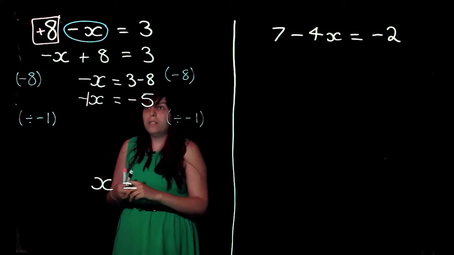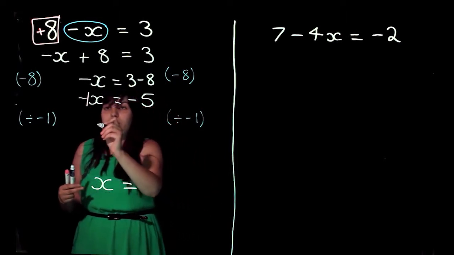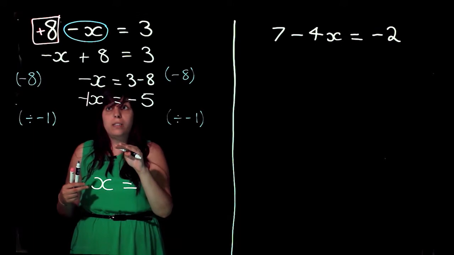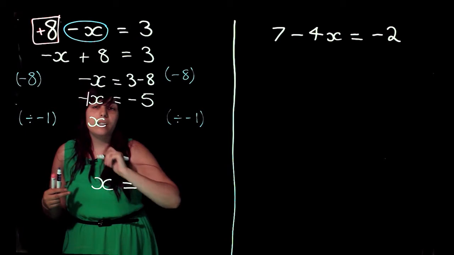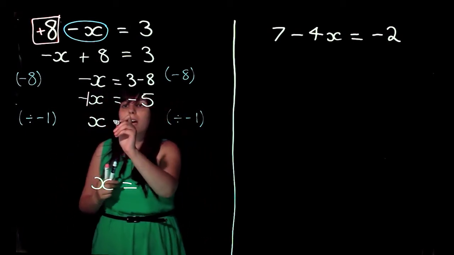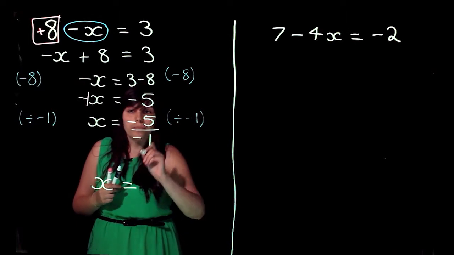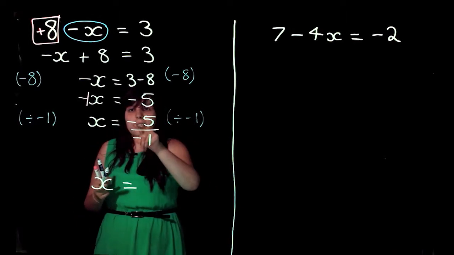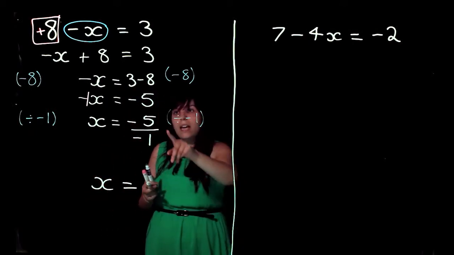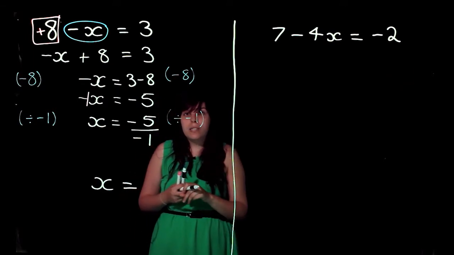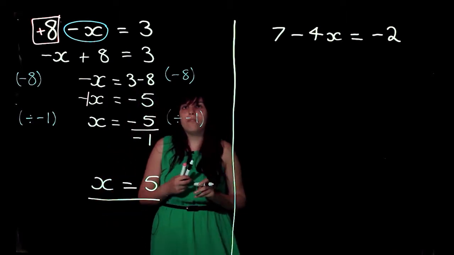So now I'm going to have minus 1x divided by minus 1, which is going to give me a minus divided by a minus, which gives me a plus, and 1 divided by 1 gives me 1. So I'm just going to have positive x, and then I've got my minus 5 divided by minus 1. Now, negative divided by negative is going to be a positive, so I don't need to worry about writing it there. And then 5 divided by 1 is going to give me 5. So my final answer is x equals 5.